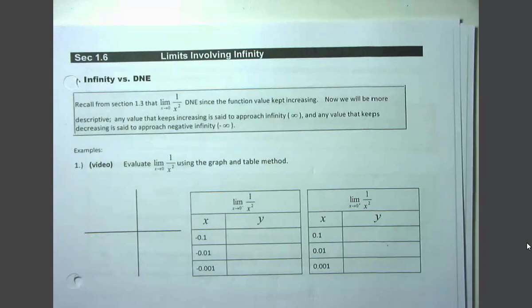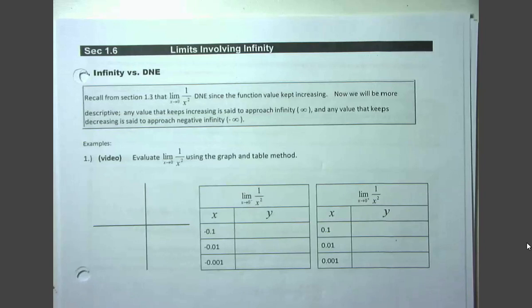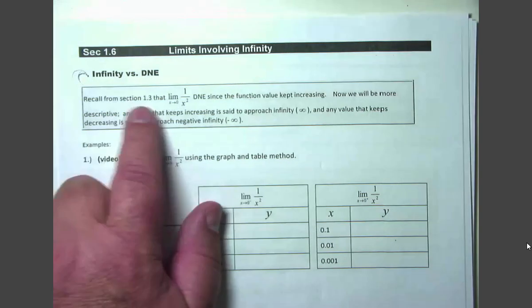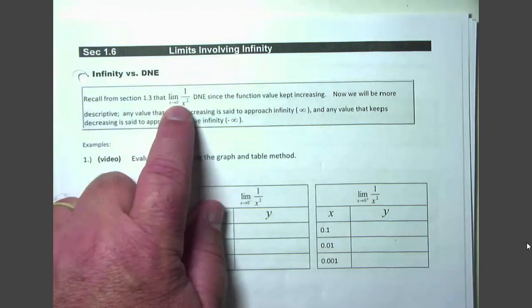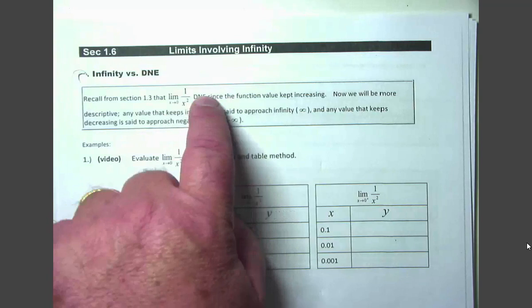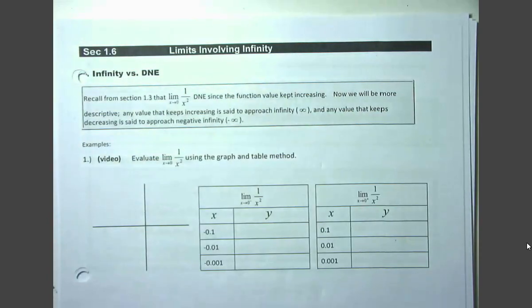Section 1.6. Section 1.6 is limits involving infinity. All right. Remember I told you guys in section 1.3, recall from section 1.3 that the limit as x approaches 0 of 1 over x squared does not exist because you can't divide by 0. Well, we're going to go back and fix that and start allowing infinity answers.